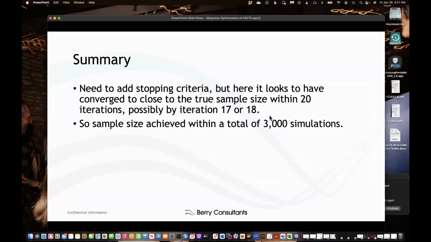And the nice thing is that each one of those points was only 100 simulations. So the whole sample size is achieved with a total of about 3,000 simulations. So, a simple problem, but it is going to be addressed pretty quickly.